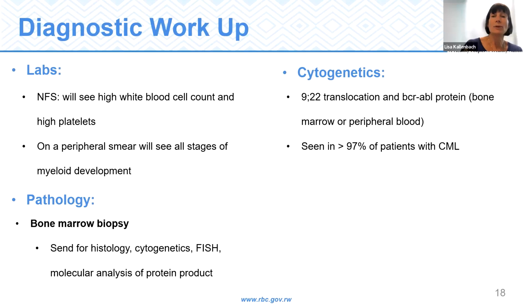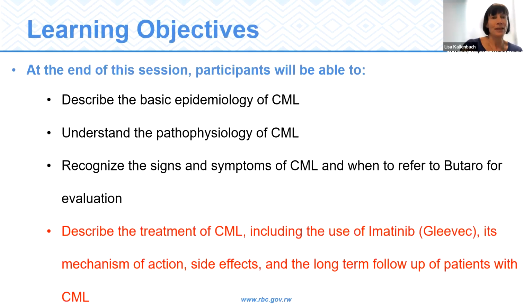And that translocation is seen in over 97% of patients with CML, but there are cases of atypical CML that are not associated with this translocation. But that's much, obviously, more rare. So let's talk about the treatment of CML, including the use of imatinib, and how that drug works and its side effects, and how to follow up patients with CML.